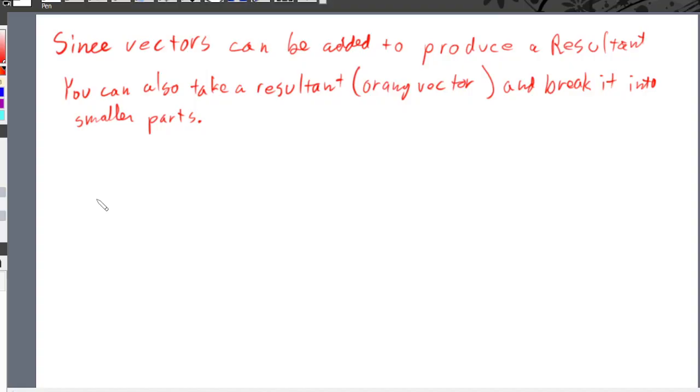And here's what I'm saying with that: just as I could take this vector and add it to that vector to get an overall result of that black dashed line, I could also take this one and break it down into two parts, or more if I needed to.